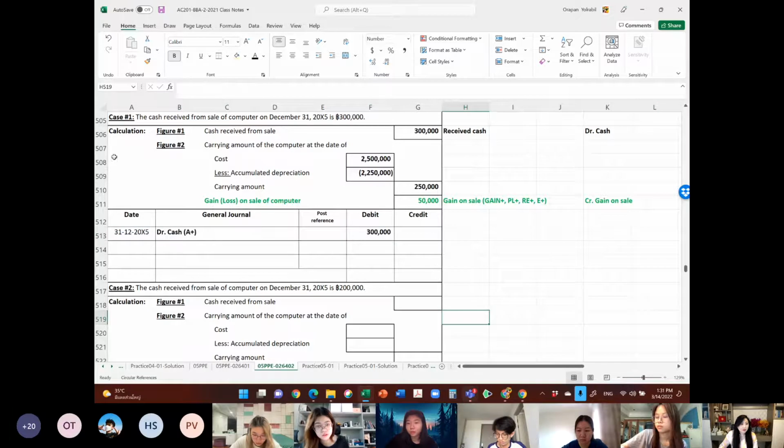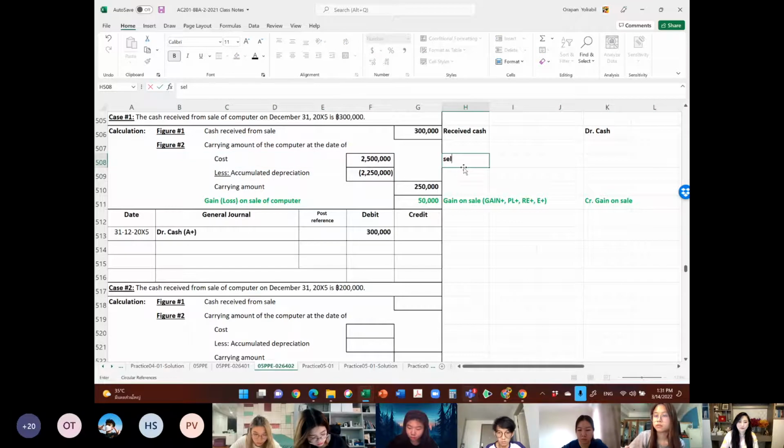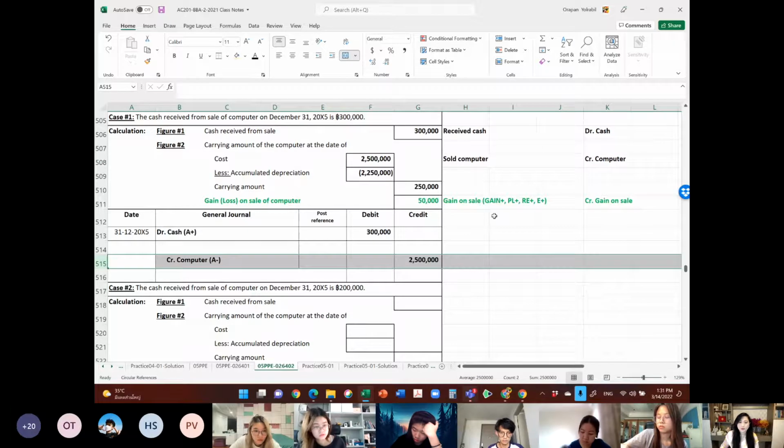Okay, so if you sell off the computer, right? You sell the computer. So if you sold the computer out already, you no longer have the computer with you. How do you remove the computer? Should it be debit to computer or should it be credit to computer? Debit to computer or credit to computer to take it out. You sell it off already. It would be credit, right? Credit to the computer. Okay.